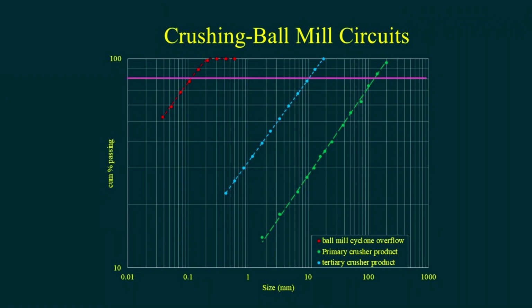That is the 80% passing line. If you remember, we are obsessed with 80% passing lines. And just to refine that rule I told you about how these lines have got to be linear, they have to be linear at least from the 80% passing size downwards. Many curves curve up here. You can see the ball mill, it curves a bit. That's fine, don't worry about that. But from the 80% passing size downwards, it has to be straight, must be linear in log-log space.